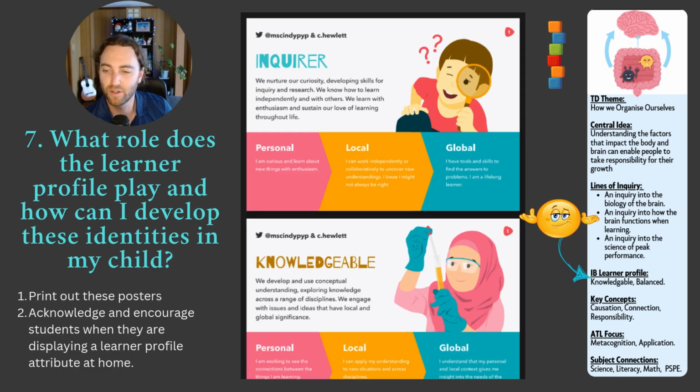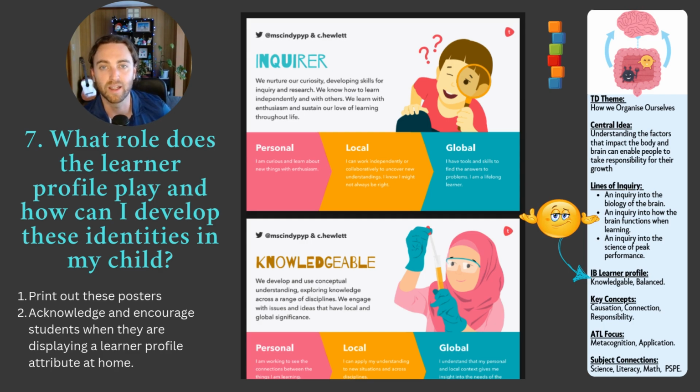Number 7. So what role does the learner profile play, and how can I develop these identities in my child? So just like before, it's very useful if you have a visual reminder of these things in your home or lying around somewhere, or you have a routine where you go and you reflect on these things regularly. And having these visuals and images will really help you and your child connect to these ideas.